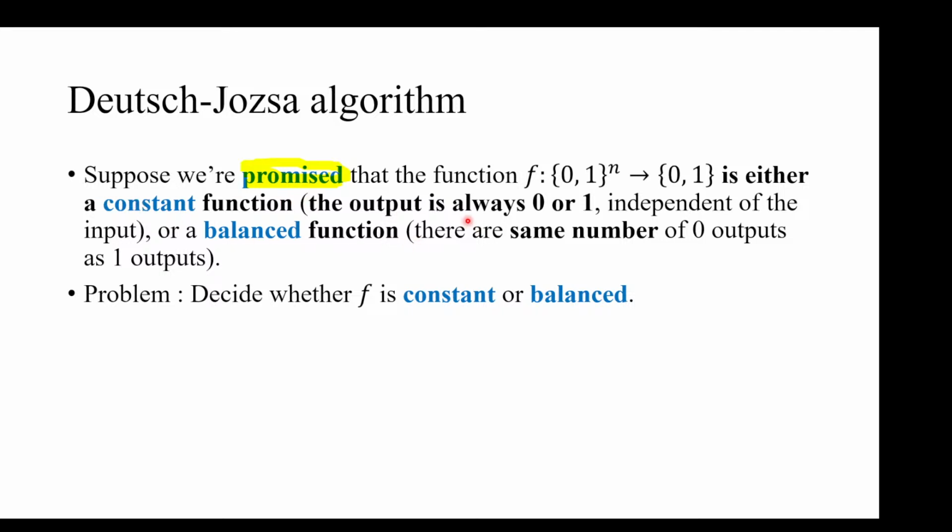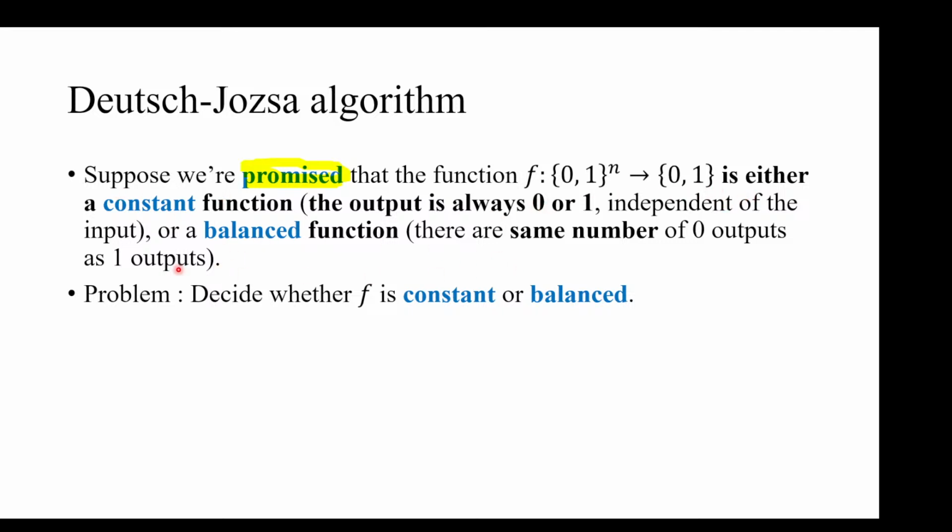By constant function, we mean that the output is a constant. So constant function means that the output is always 0 or always 1. Whatever input you put, if it's a constant function, then there are only 2 constant functions. The first constant function always outputs 0, and the second constant function always outputs 1. That's a constant function.